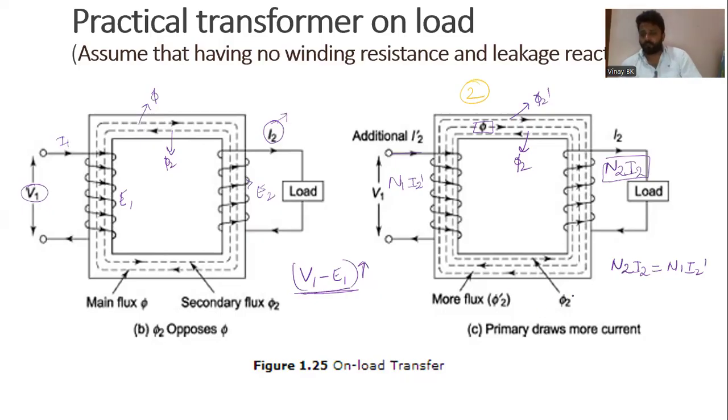Okay. So how will we write this additional current I2 dash? It is given by N2 divided by N1 into I2. You know that N2 by N1 is nothing but the transformation ratio K, so I2 dash equals K into I2. This is what you can call MMF balancing. Okay. So in general, if you want to know in Kannada, I will tell you in Kannada also.